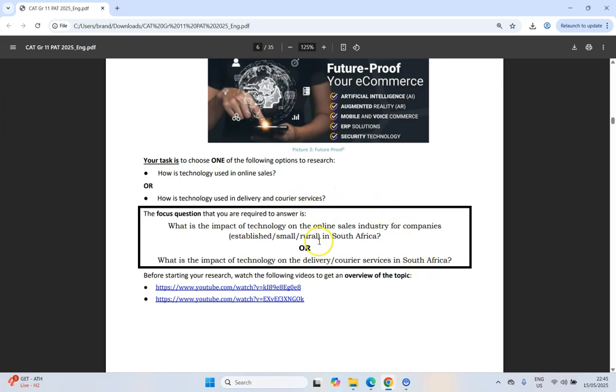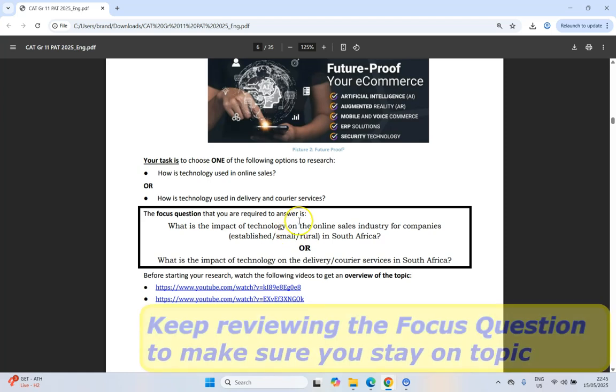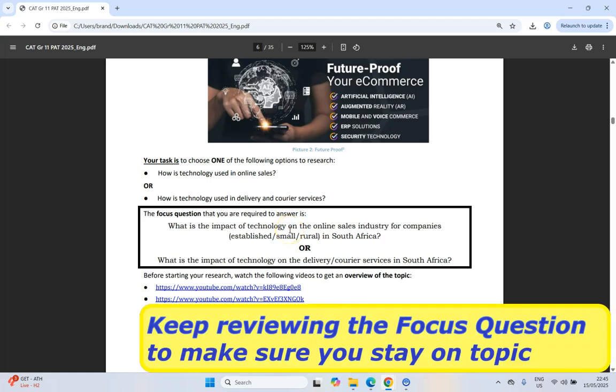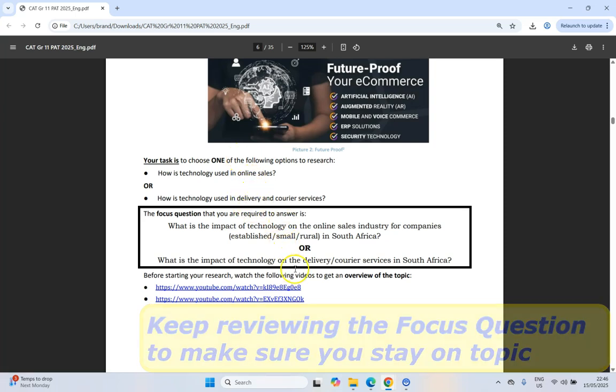So they actually give you the focus question. Now you just need to focus on that. Every time you are doing one of the tasks, you are going to ask yourself, what is this task doing that's going to help me answer this question? So make sure you've got that question at the back of it. Depending on which one you pick depends on which is going to be your focus question.